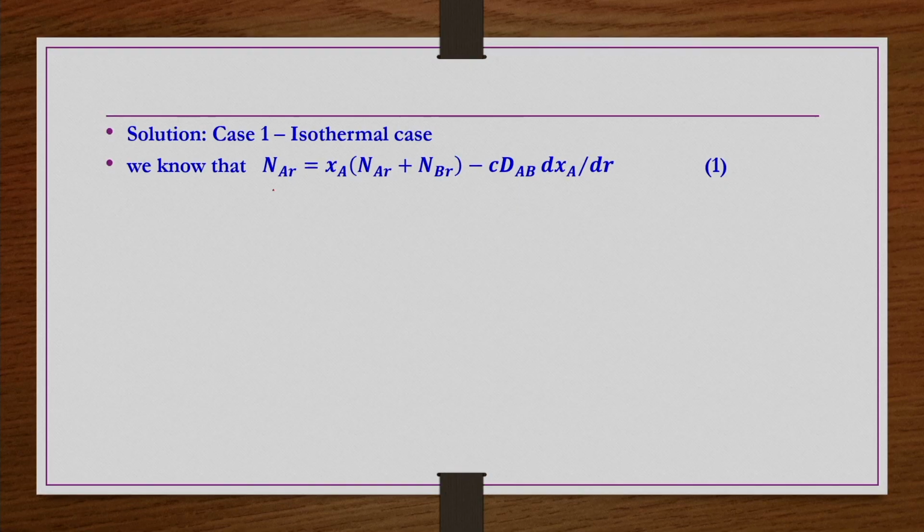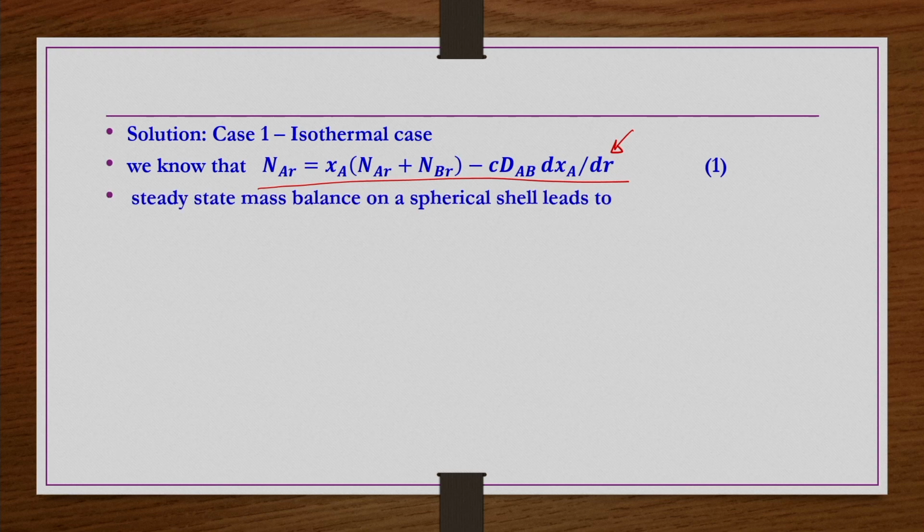So, we know that the combined flux NAR is equal to XA times (NAR plus NBR) minus C DAB dXA by dr. Now, the mass transfer or diffusion is taking place in the radial direction. That is the reason the fluxes are designated with R, and the differentiation of concentration we are doing with respect to r. Okay.